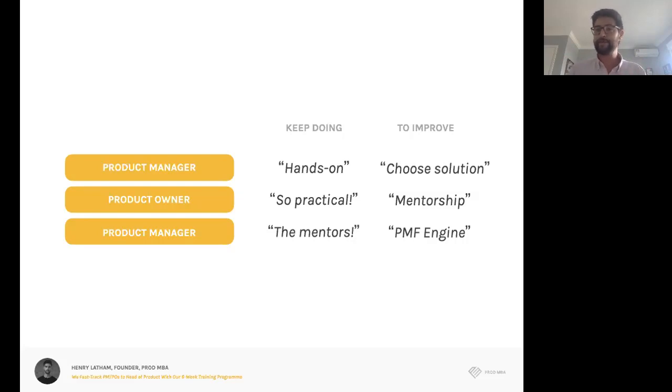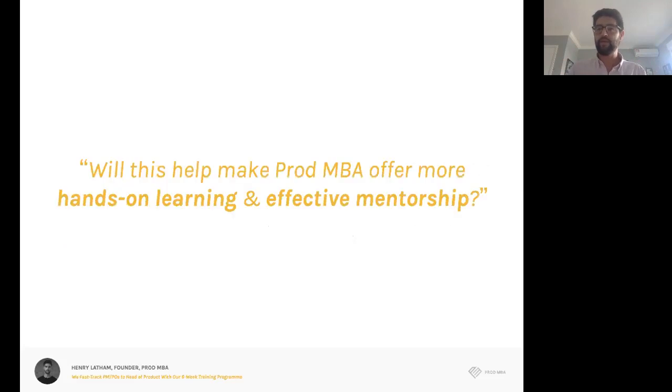We can see where people have dropped off historically, where things are not actionable, where there's not enough support, not enough mentorship. So when it comes to decision-making, just on a basic level, and if you take one thing away, take this away today, when it comes to decision-making prioritization, in our case, we simply ask ourselves, will this help make Product MBA offer more hands-on learning and effective mentorship? If we believe it won't, then we simply won't do it.